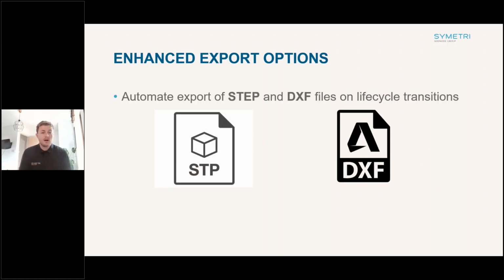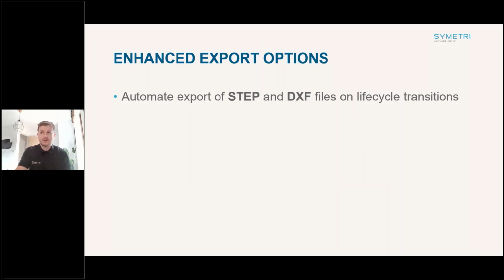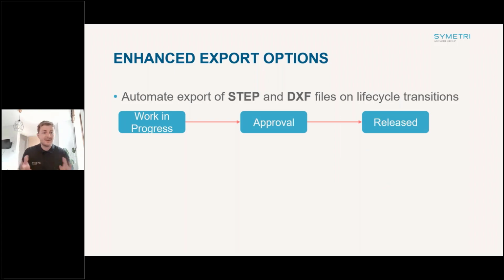Now, previously, you were able to export PDF functions within Vault. That was the only file type that you were able to export directly out of Vault, as well as maybe your visualization file. What they've introduced in this release is automated options for STEP and DXF files. So I'm just going to bring up a standard life cycle process here on screen. We can automate when these STEP files and DXF files are going to be produced.